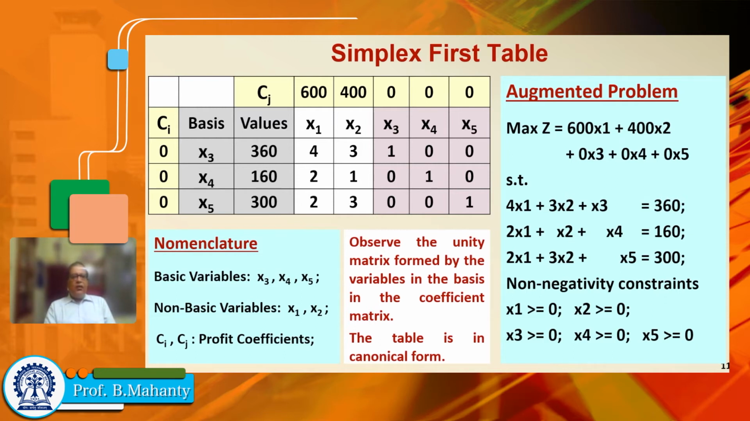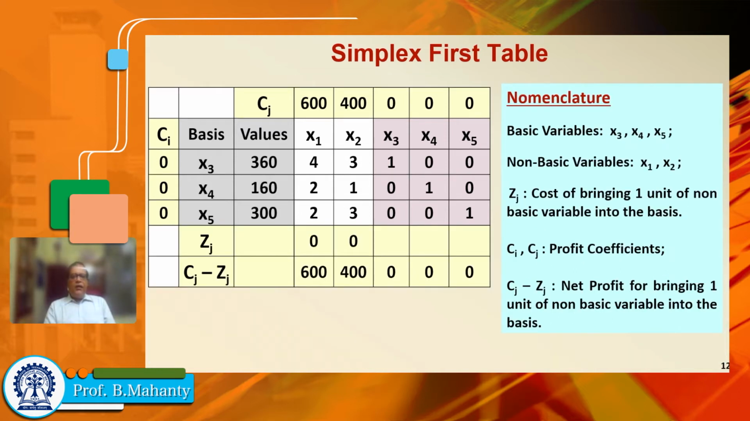So precisely that is what is written, and observe the unity matrix formed by the variables in the basis in the coefficient matrix. This is one thing that we have to see, and because that is so, the table is in canonical form, right? The basic variables are x3, x4, x5. Non-basic variables are x1, x2, and Ci and Cj are the profit coefficients. So we have already seen that, and thereafter we computed the Cj minus Zj value.